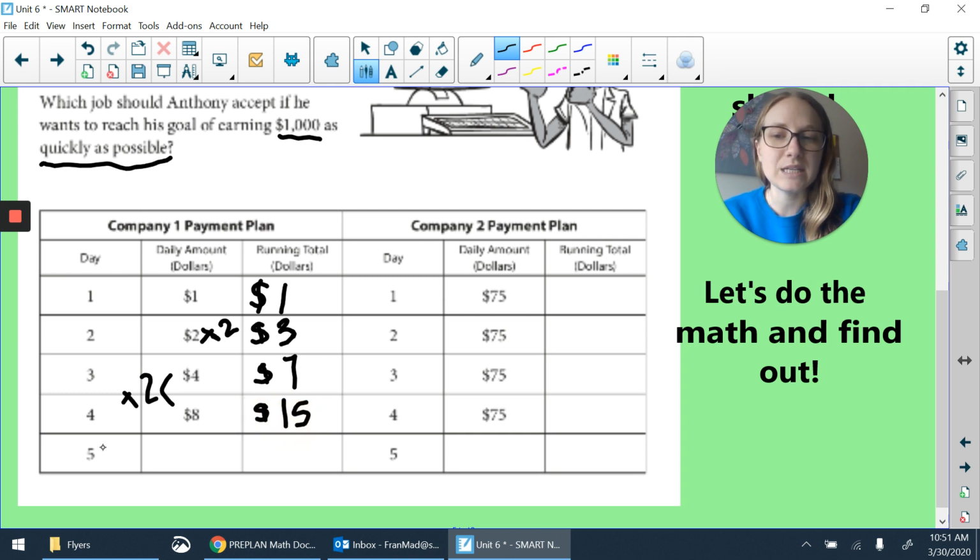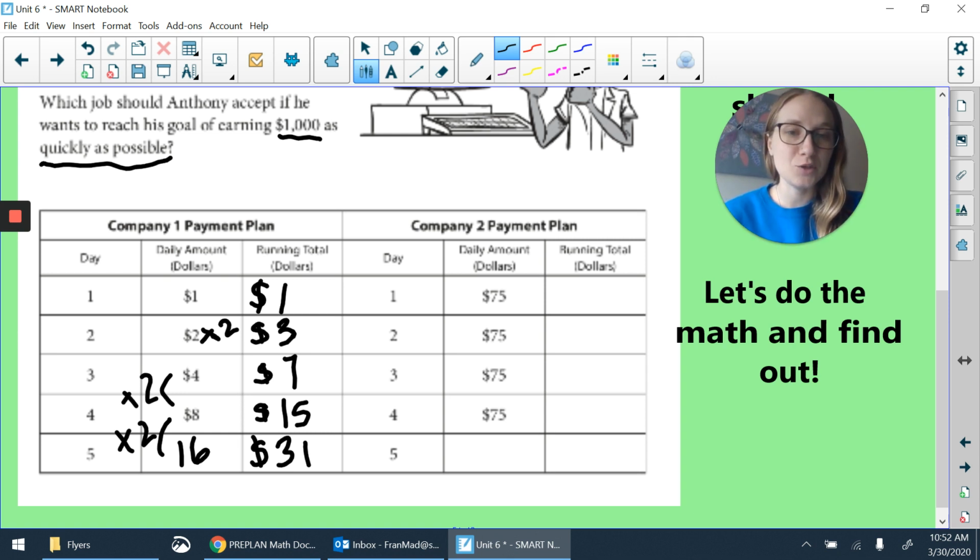All right, so now we're to day 5. On day 5, our $8 is going to double again. 8 times 2. He made $16 on day 5. Now I'm going to add my running total amount plus this $16. And Anthony on day 5 from job 1 has a total of $31 in his savings account, or he would have that. All right, not bad.